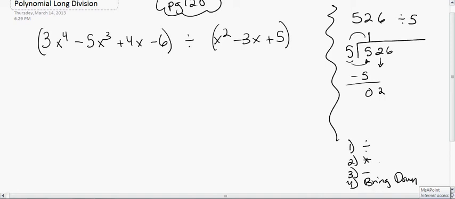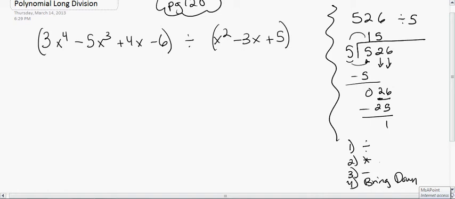All right, then we repeat the process. So does 5 go into 2? Well, it doesn't. It's not big enough, so I'm going to bring down the next digit, bring down the 6, and ask myself, does 5 go into 26? And indeed it does. It goes in 5 times. 5 times 5 is 25. And then subtract.